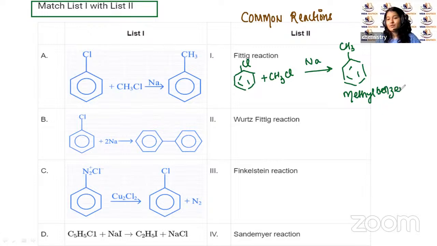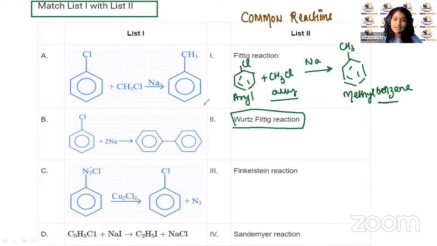Can anyone say what reaction this is? When we have one aryl and one alkyl group and we are combining them, that is nothing but your Wurtz-Fittig reaction. So can I say that A is going to be option 2? So we'll erase this. I hope everyone understood this.